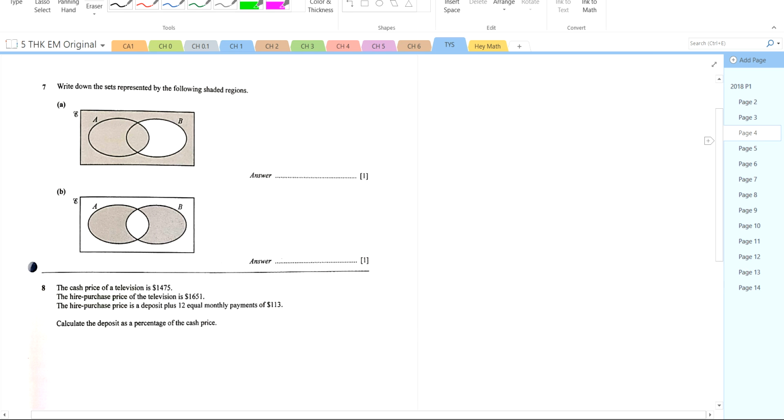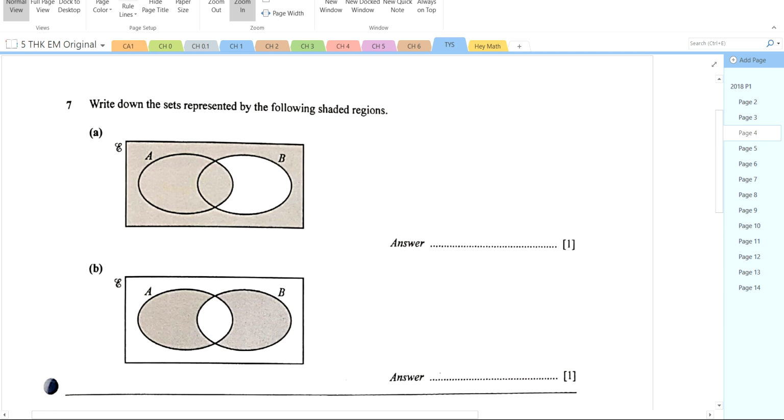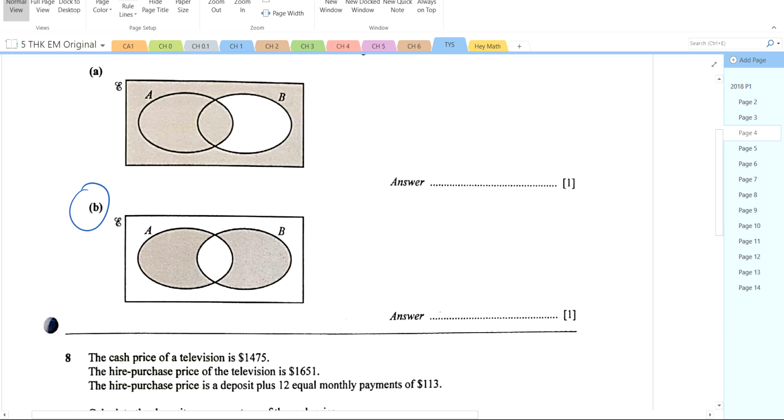Right now, the sets represented by the shaded regions. Do you need help with this question 7? 7b. Okay, 7b, I see that it is made up of 2 shaded regions. If I can find one shaded region, I should be able to get the answer.